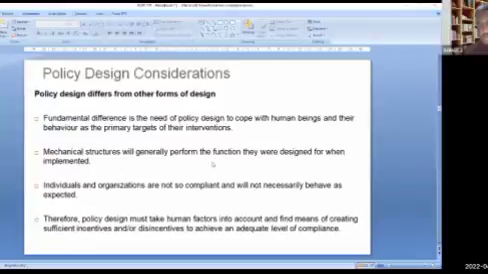So I already talked about this, how policy design differs from other forms of design. I will say the key difference is that in policy design, we're dealing with human behavior, and it's difficult to get people to behave in a certain way, while it's easier to get inanimate structures or mechanical or engineering design to do what you want. Because once you follow the standards, they do what they're supposed to do, but human beings are not that way.